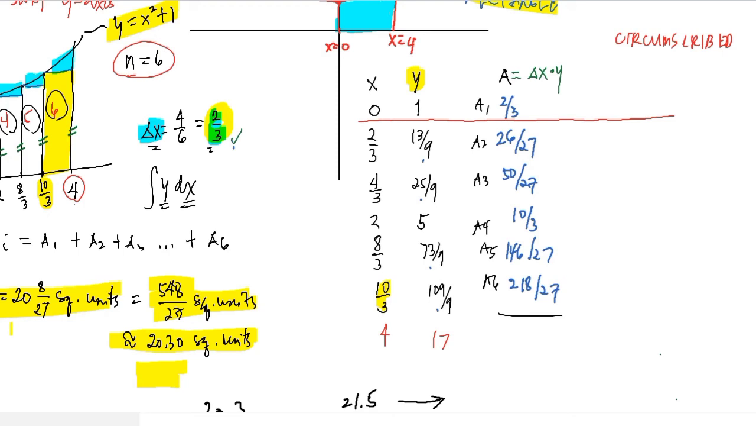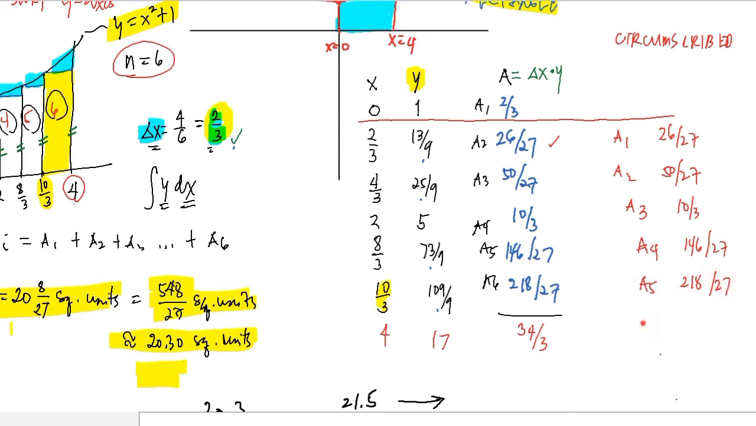So, in here, we have 34 over 3. So, dito kay circumscribe, yung area natin dito, ang area 1 natin will start with this, which is 26 over 27. Ang area 2 natin is 50 over 27. Tapos yung area 3 natin is 10 over 3. Tapos yung area 4 natin is 146 over 27. The area 5 is 218 over 27. And the area 6 is 34 over 3.